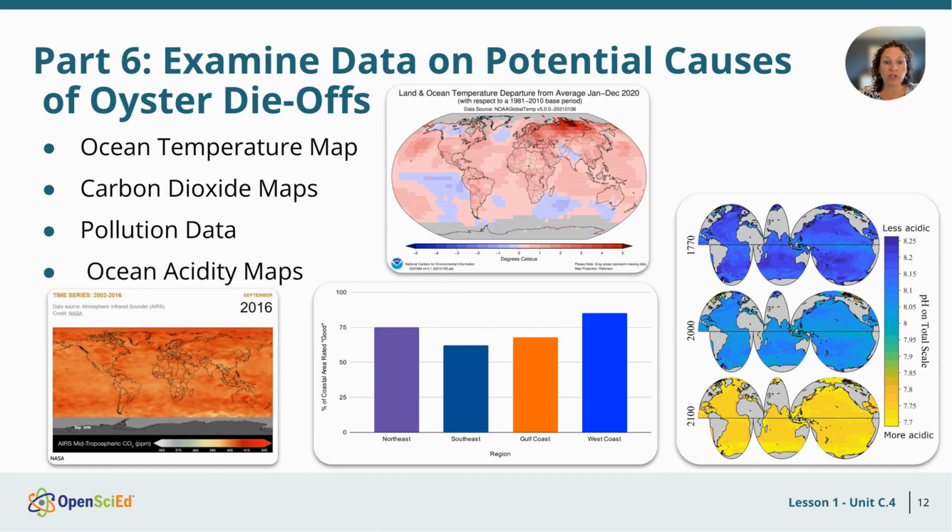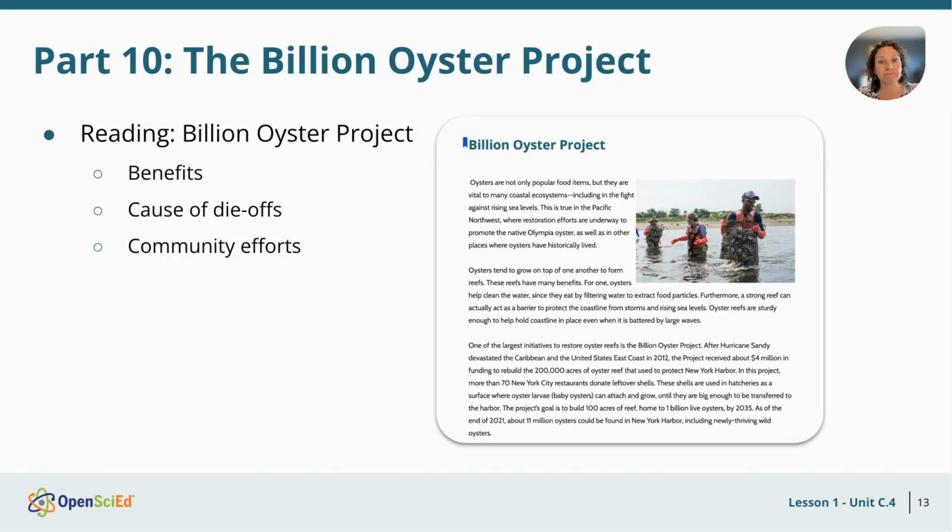And finally, ocean acidity, the bottom right diagram. The ocean has gotten more acidic, including on the west coast. pH seems to have gone down. The acidity part has gone up. So acidity is also a possibility.